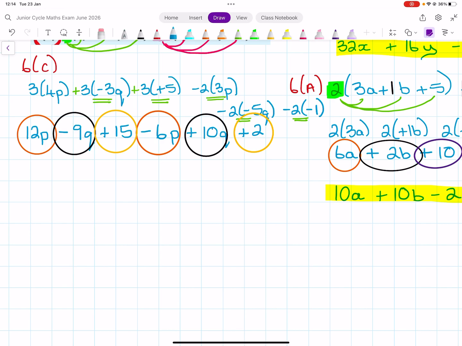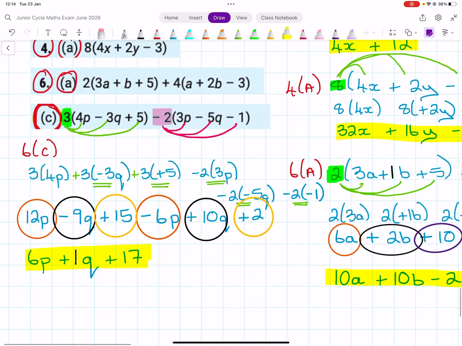Okay, so P's. So I have 12 P's minus 6 P's is 6 P's. The Q's, I've got minus 9 plus 10. So start on minus 9 and move 10 steps to the right is plus 1 Q. And because a 1 is invisible maths, you don't have to put it in. So you can, but you don't have to. And then 15 and 2, that's just adding, so that's just 17. And that's it.